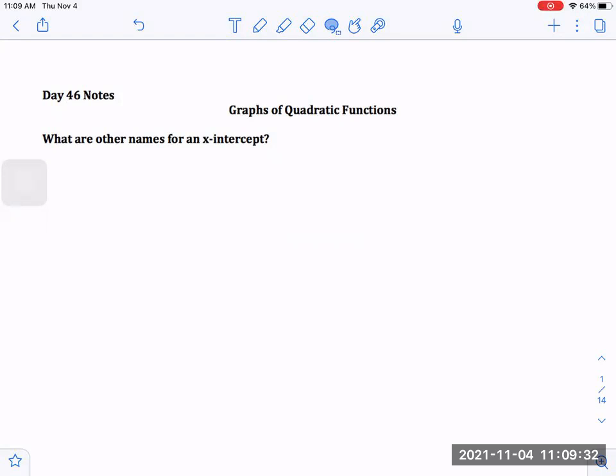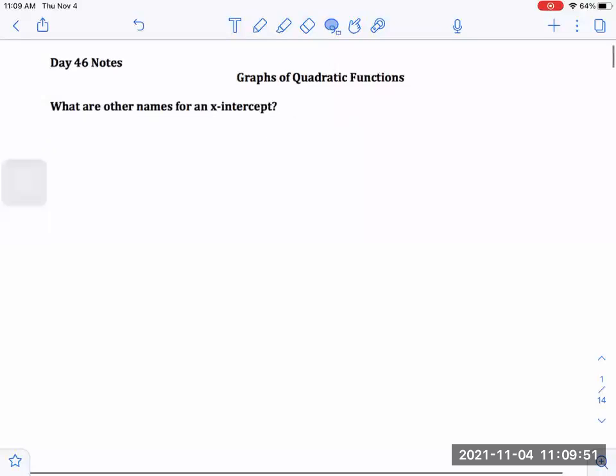We are starting a new unit today. We're going to be graphing quadratics. This is the last day this week, but next week we are going to graph, and we're going to have a quiz on Friday next week. So that's where we are with things. We are starting today just graphing. This is in your notes, day 46.